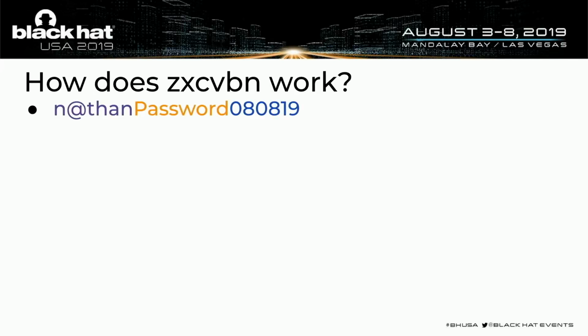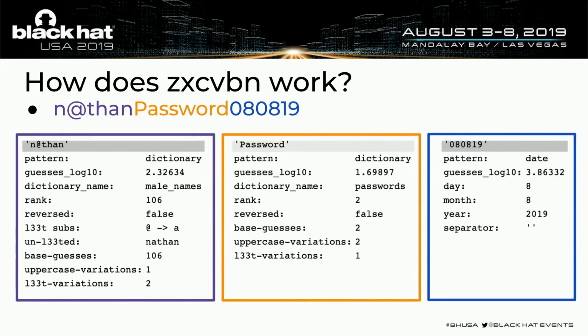This tool is going to parse all 3 of them and break it up into these 3 chunks, and then we're going to analyze how these work and give a score for each of these 3 independently. So you'll notice that the first one is recognized as a male name. Password belongs to the dictionary called passwords, which is a list of common passwords. And then the third part is recognized as a date, 8/8/2019. And each one of these gets a score, and to get a total score for your password, you combine these.